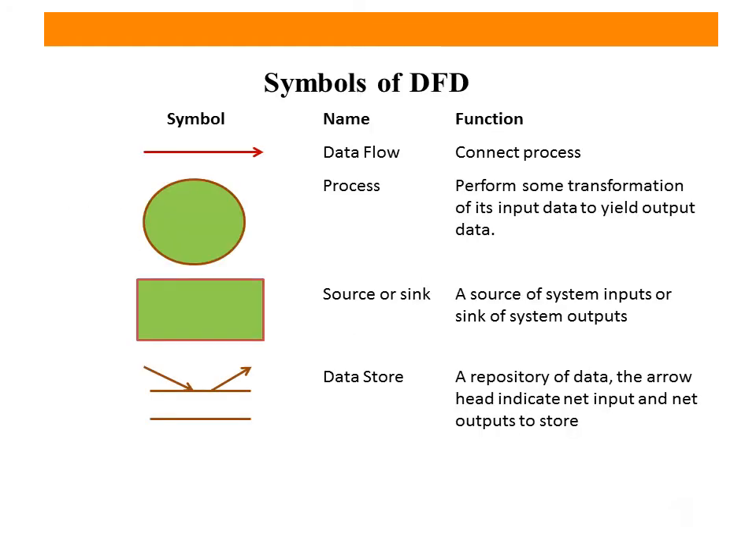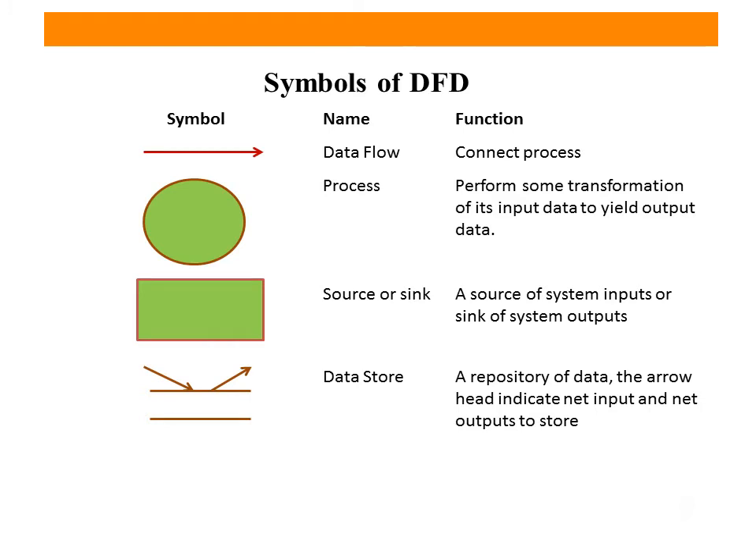Here are the symbols of data flow diagrams. The first symbol is the data flow, which is also called an arrow, and the function of the arrow, or data flow, is to connect the processes. A process is represented with the help of a simple circle and performs some transformation of its input data to yield output data. And after that there is a symbol, a rectangle box, or source or sink.